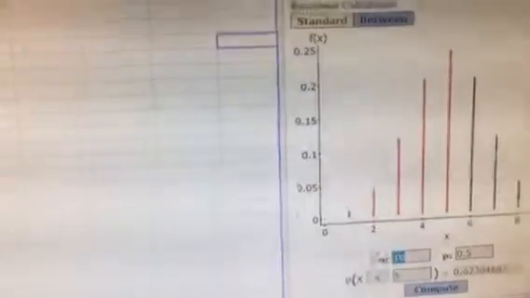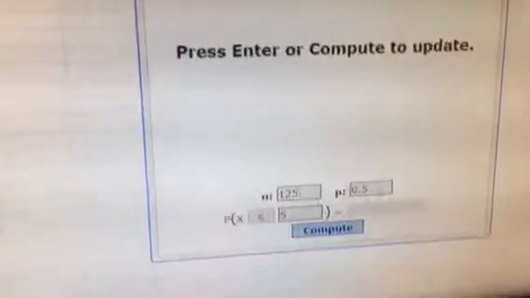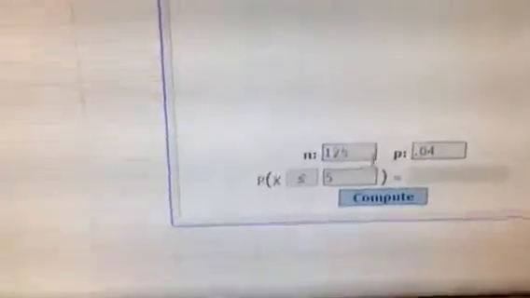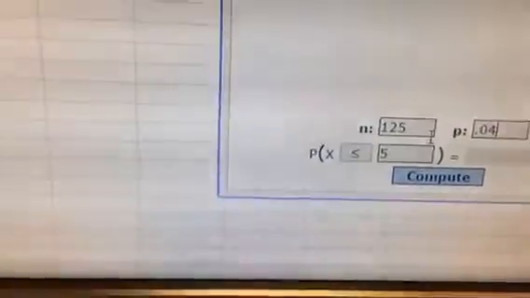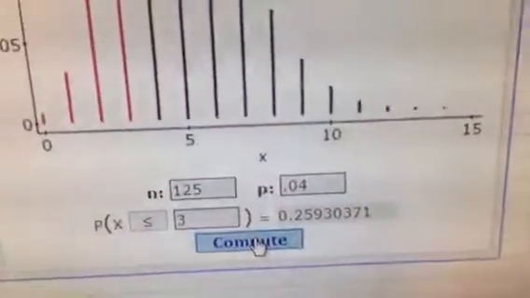Now we're going to put in our sample size, which was 125. We're going to put in our p-value, which was our hypothesis statement, which was 0.04. Now, this says x is less than or equal to what number? Remember, our x is 3. And our alternative statement was a less than. So you have to pick less than or equal to in this and put 3. And then compute, and it's going to give you your p-value. So this is our p-value, 0.2593.